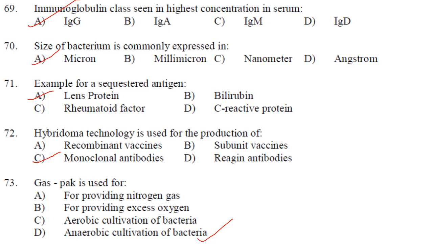So they have asked example of sequestered antigen. Lens protein is an example. Answer is A. Hybridoma technology is used in the production of monoclonal antibodies. Answer is C. Gas pack is used for... So gas pack, it is a method used in the production of an anaerobic environment that is usually used to grow bacteria which fail to grow in the presence of oxygen. So gas pack is for providing anaerobic conditions. So answer here is option D, anaerobic cultivation of bacteria.